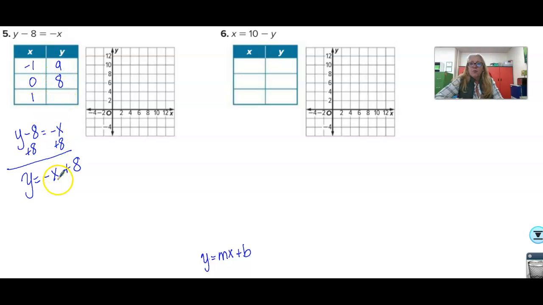And -1 plus 8 is 7. All right, so to graph this one, we would do -1. These are every 2 and these are every 2. So -1 is halfway and 9 is going to be right there. 0, 8 will be right here. And 1, 7, oh, this is going to be a little line.